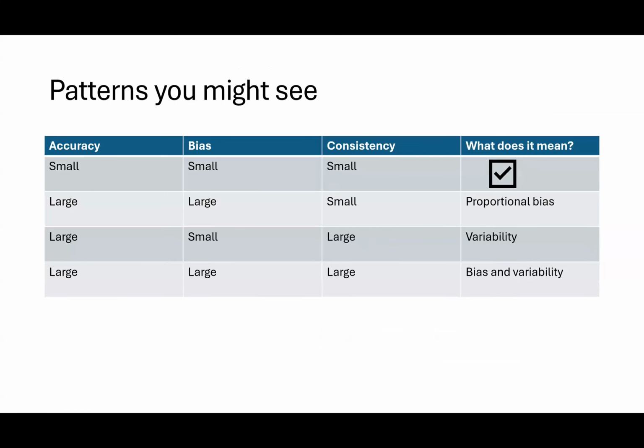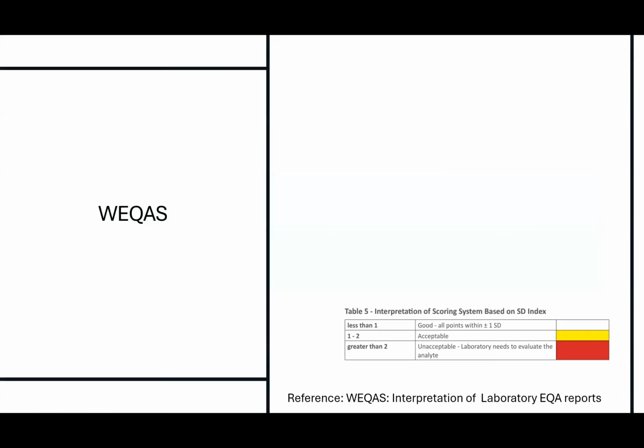And these are the different patterns that you may see. So if everything's small, then you're happy. If the accuracy and bias are large, but actually you're consistent, then you may have a proportional bias. If your accuracy and consistency are large, but you've got a small bias, you've got variability within your assay. Whereas if everything is large, that's bad, and you've got bias and variability. So that's how NEQAS generally suggests you interpret the reports.